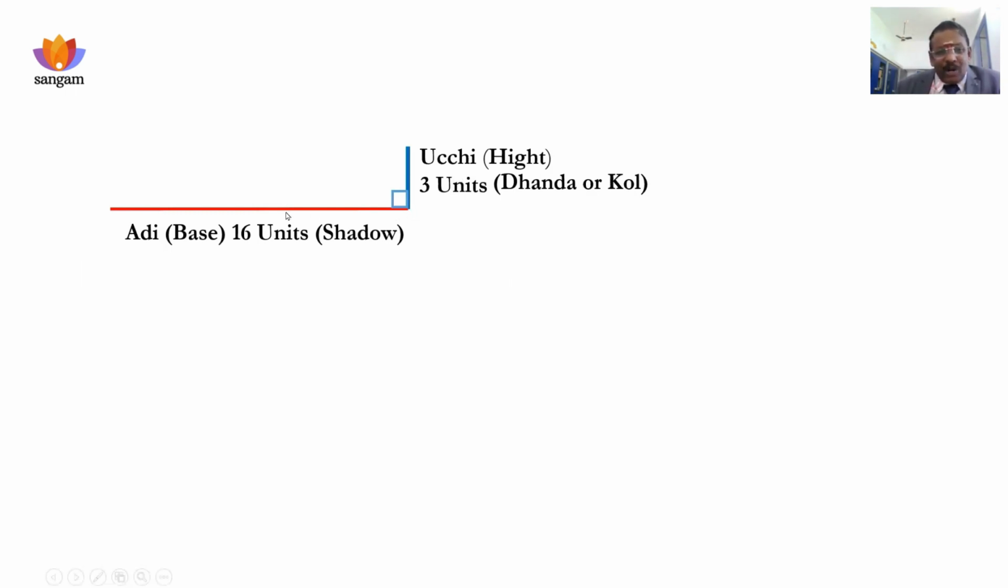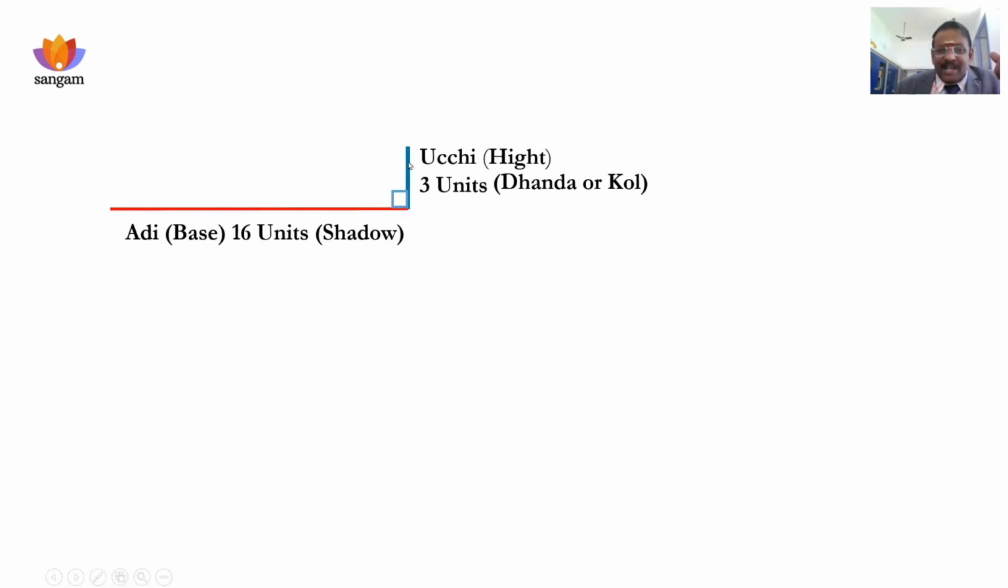And if the shadow is on the earth, that is adi. Adi means base. In Tamil, adi is base, or foot. Base we call adithalam. So adi is 16 units. So if the rod is of 3 units height, the shadow is 16 units long. That is why moondru uchi. Moondru means 3 in Tamil. Uchi means height. 16 adi: 16 is 16 and adi is base.